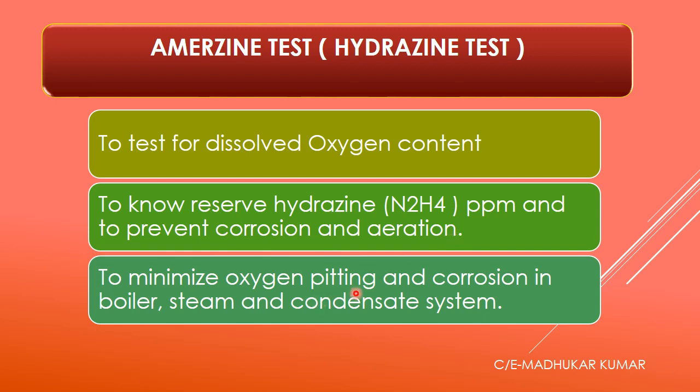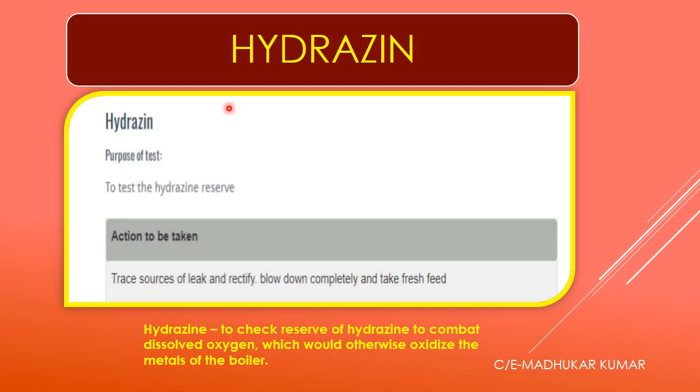To minimize the oxygen pitting, what is the effect of hydrazine on the dissolved oxygen? This is going to minimize the oxygen pitting and corrosion in the boiler lines, steam lines and condensate system. So all three systems associated with steam generation and distribution, that is your boiler, steam and condensate pipelines, are being protected if you have good hydrazine content in your boiler. You can see the purpose of the test is to test the hydrazine reserve. How much is the hydrazine reserve in the boiler water?